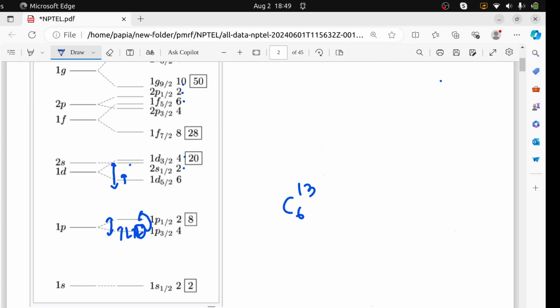So for the second excited state, again what will happen? This one will be here, and one of these four will come here and 3 will stay here. I am right now not talking about the second excited state for carbon 613, because the question was only up to the first excited state, but for completeness I am just talking about what will happen in the second excited state.